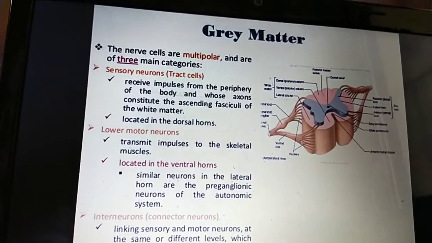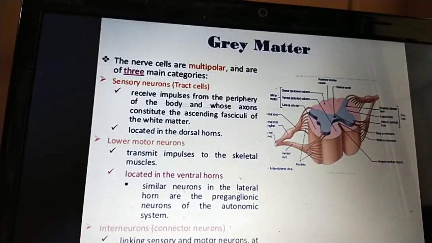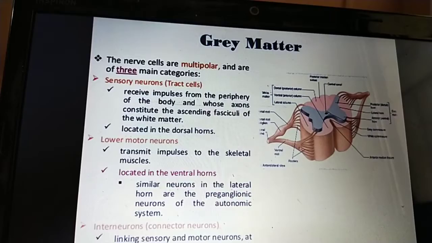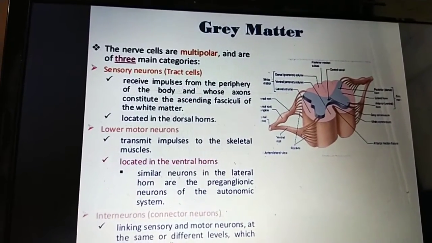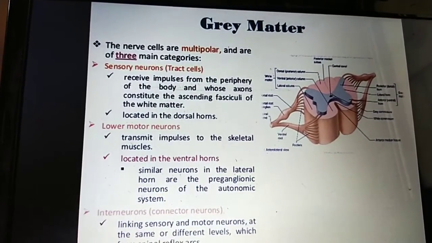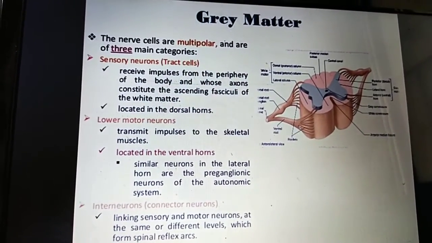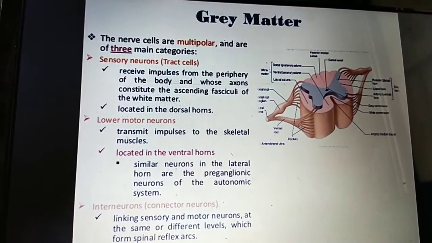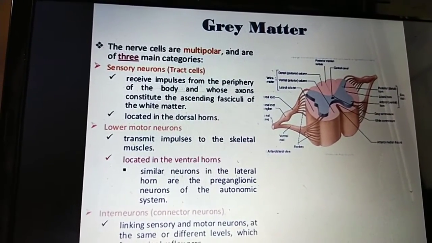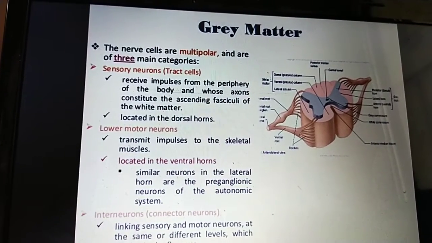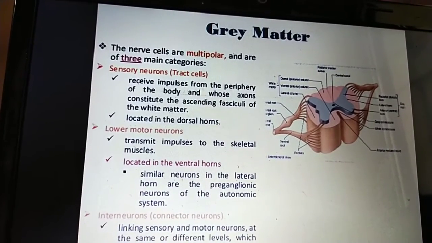Okay, and the gray matter contains neurons, neuroglia and blood vessels. In the gray matter, the nerve cells are multipolar and fall into three main categories: sensory neurons, lower motor neurons, and interneurons or connector neurons. Already I told, one is sensory, another is motor, another is interneuron. Sensory neurons or tract cells receive the impulses from the periphery of the body, and their axons constitute the ascending fasciculi of the white matter, and they are located in the dorsal horn.